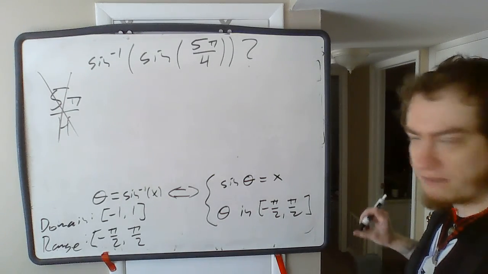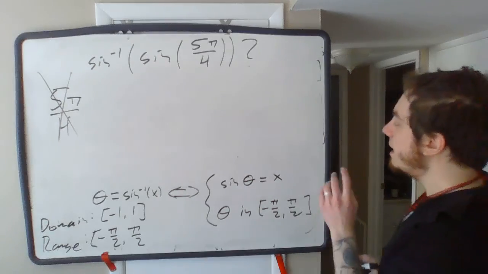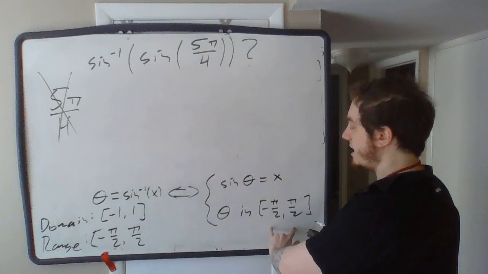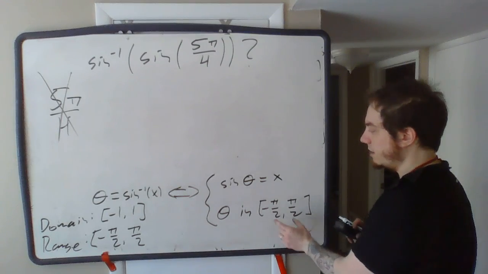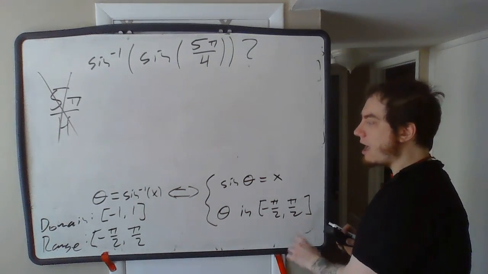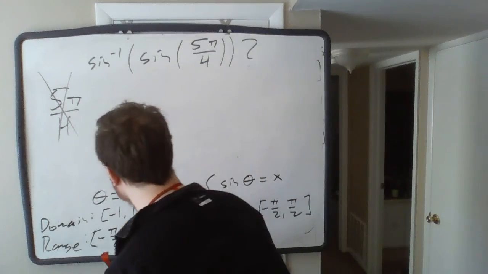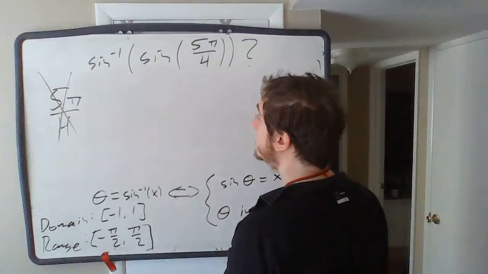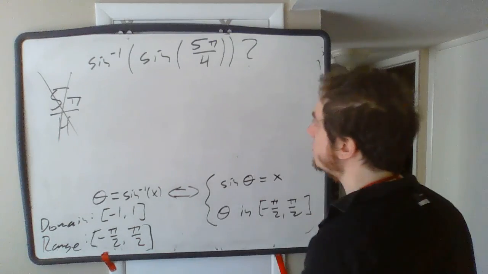Okay, so were you able to think of anything? Hopefully you guys were able to see. The problem is that 5 pi over 4 is not inside of this interval. It is not inside of the range of sine inverse.